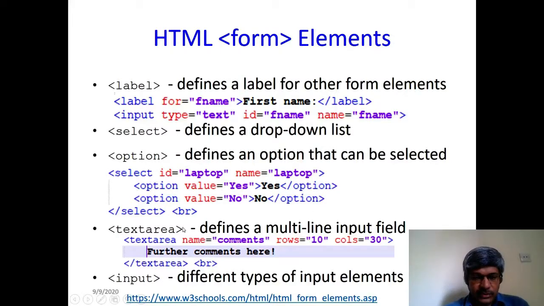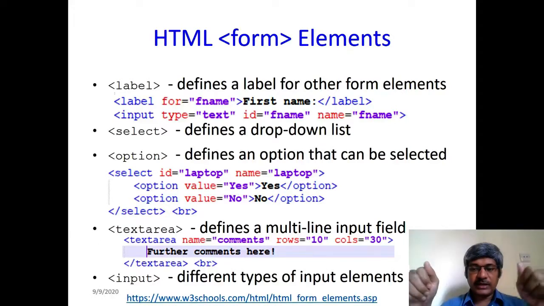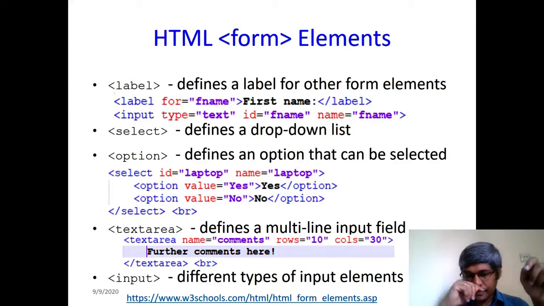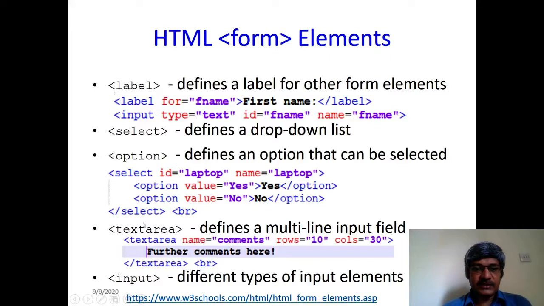Then, as I have shown, you also have the textarea, which defines a multiple-line input field. Textarea again will have a name, and you can have, say, 10 rows and 30 columns, so you can enter 30 characters per line. So apart from label, select and textarea, there are different types of inputs.